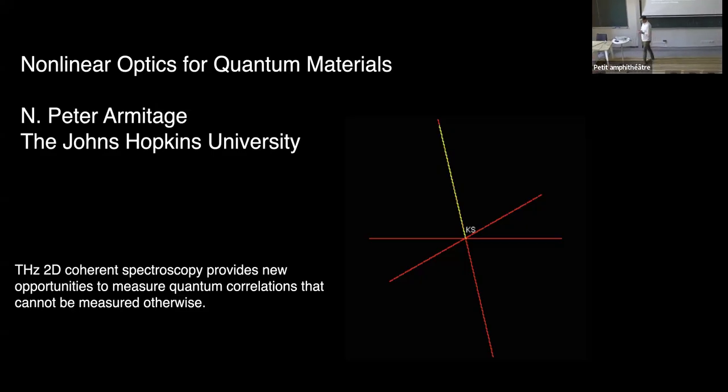So I was asked to give an overview of nonlinear optics and nonlinear non-equilibrium effects in solids. And this is a huge area. I couldn't hope to do it justice in a whole week of lectures, and so I can't come anywhere close to it in an hour. I'm going to give a personalized perspective on some things which I think are interesting.